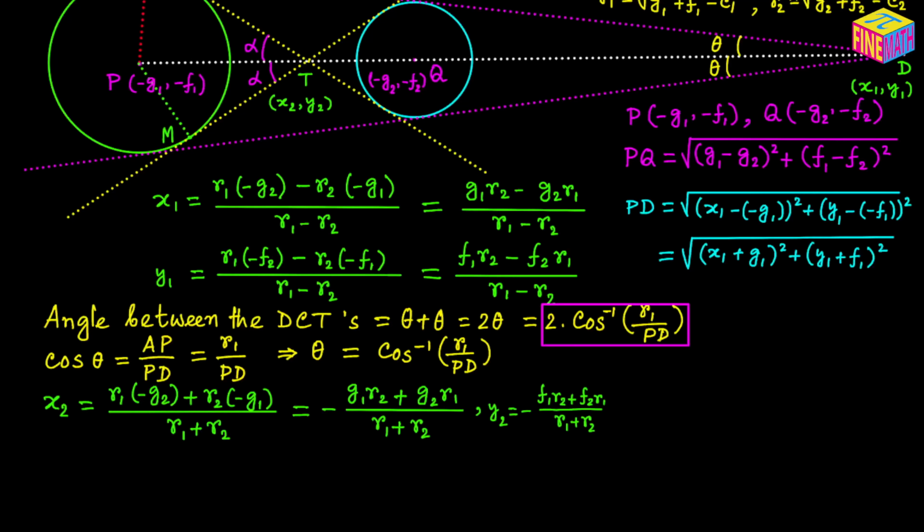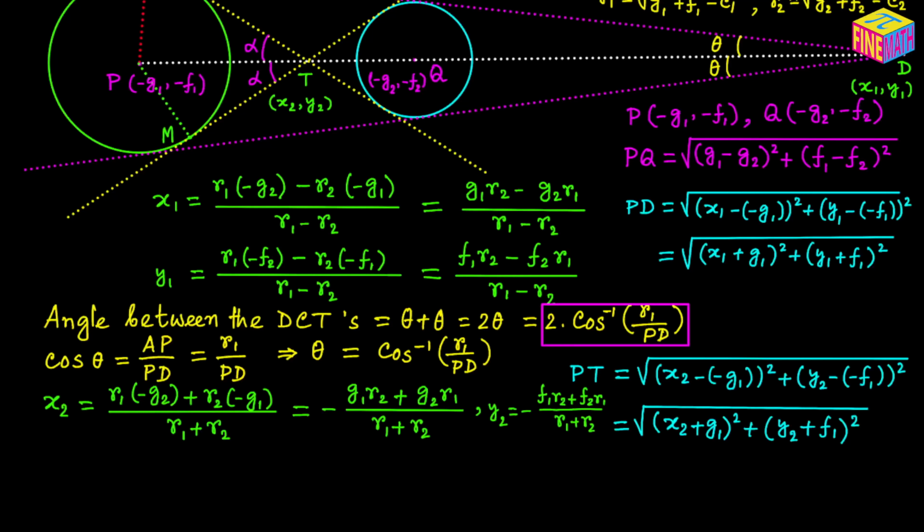So then we should be able to calculate the length of PT. The length of PT can be determined by using the distance formula, and that will be actually equal to square root of x sub 2 plus g sub 1 whole squared plus y sub 2 plus f sub 1 whole squared. Now what would be the angle between the transverse common tangents? Well, that will be equal to alpha plus alpha, that is 2 times alpha.